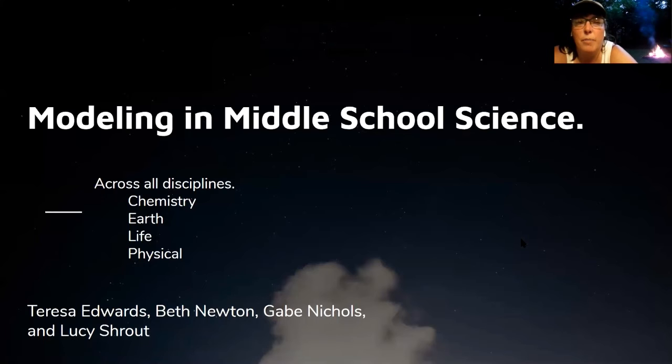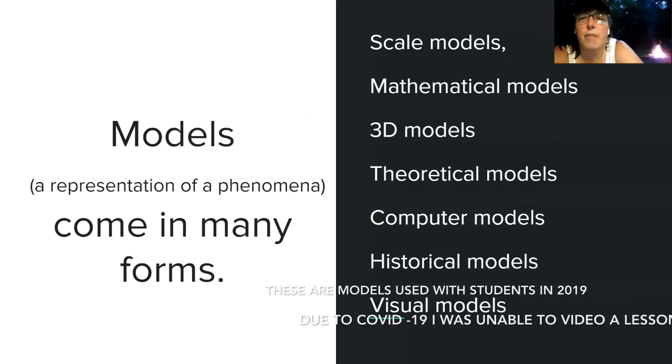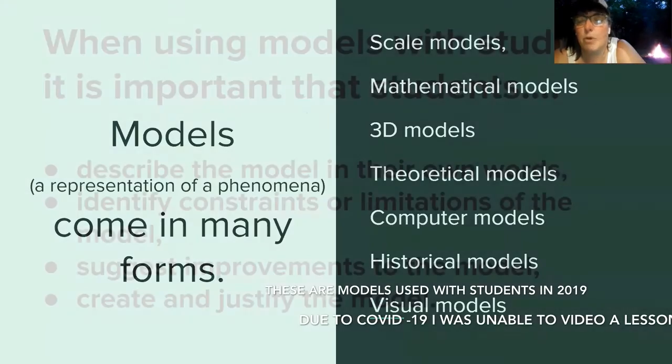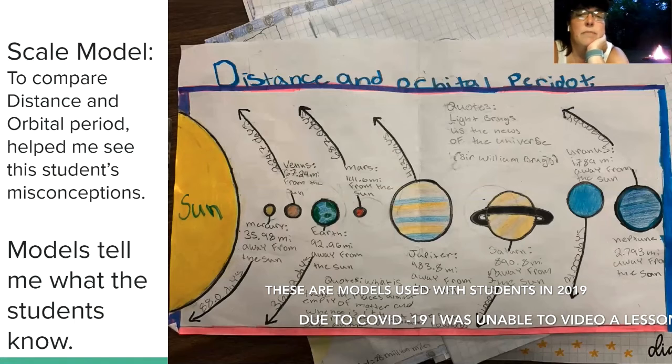We are going to talk about modeling in middle school science. There are different types of models. There's mathematical models, 3D models, theoretical models, computer models, historical models, and visual models. We don't get to all of them in our lessons, but we get to most. Models can be used as scale models. So here a student was comparing distance and orbital period.